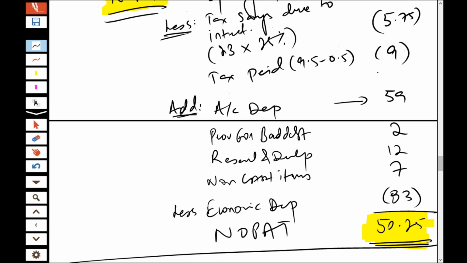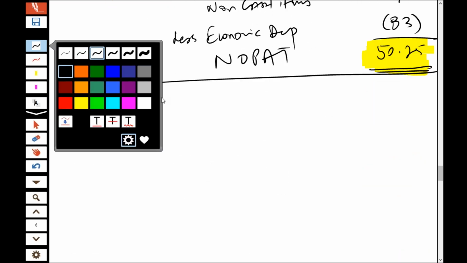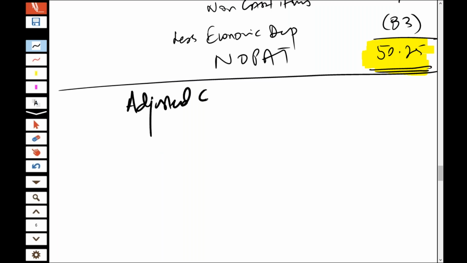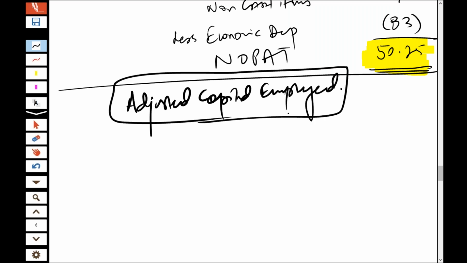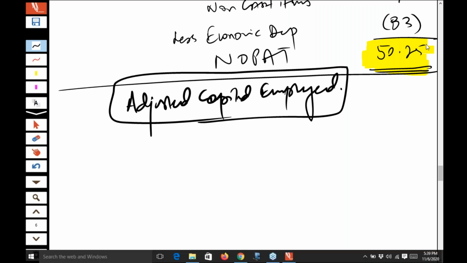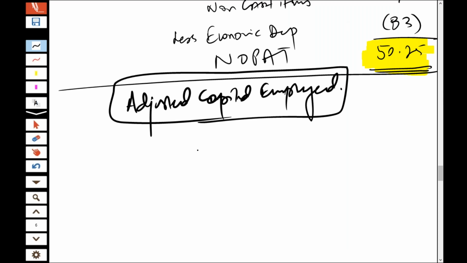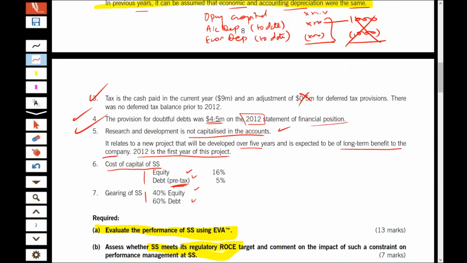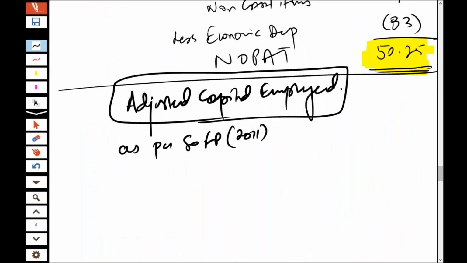Okay, now let's discuss further. So we have got the NOPAT. Now what we need to do is calculate the adjusted capital employed. How am I going to do it? First of all, as per the balance sheet, this is 2011 capital that I'm going to adjust. Why? Because we adjust the opening capital. So it's actually 637.